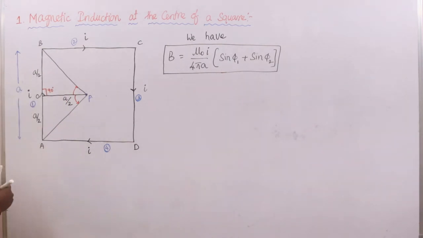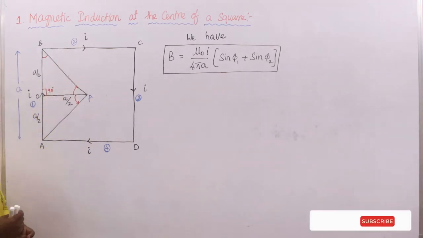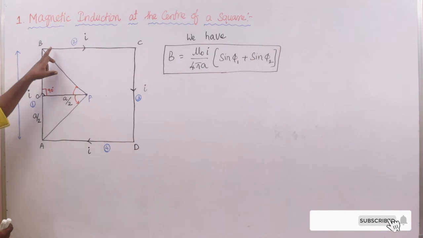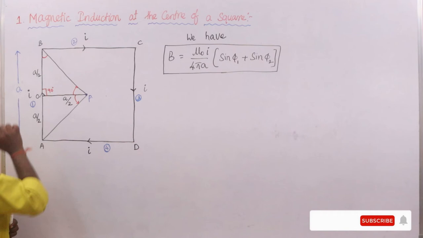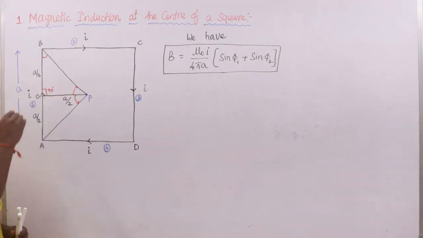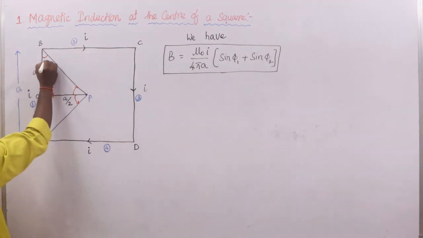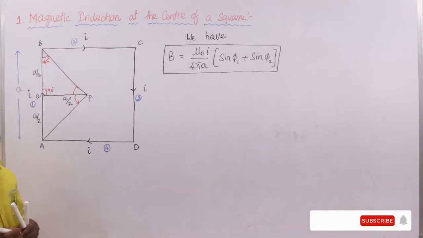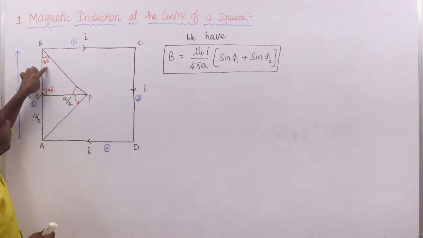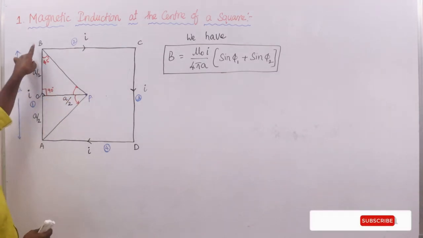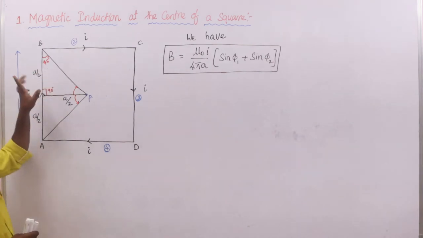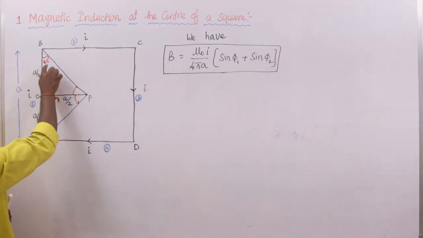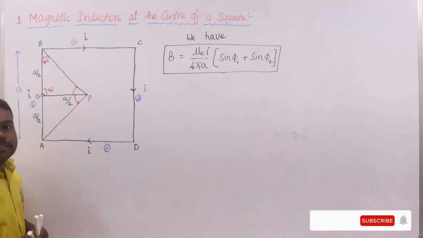Also, if you take the angle at B, since it is a square, the square is a symmetrical structure. So the line BP bisects the whole angle at B. The whole angle at B is 90 degrees, so it will be bisected, and this portion is 45 degrees, and this portion is 45 degrees. If this is 45, now look at triangle OBP. This angle is 90, this angle is 45, and we know that the total angle in a triangle is 180 degrees. So here it is 90, here it is 45, so 90 plus 45 is 135.